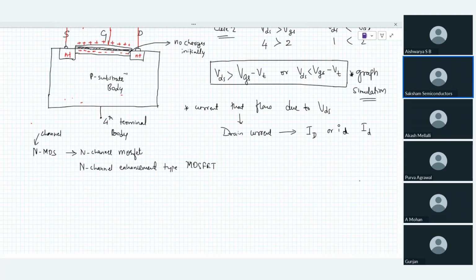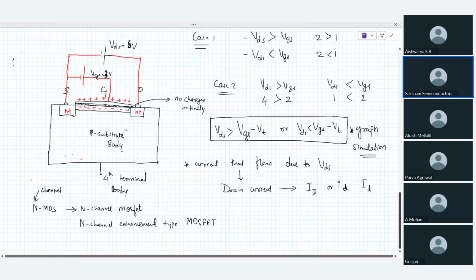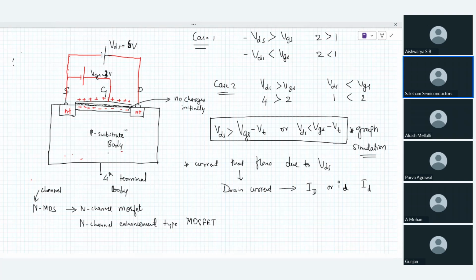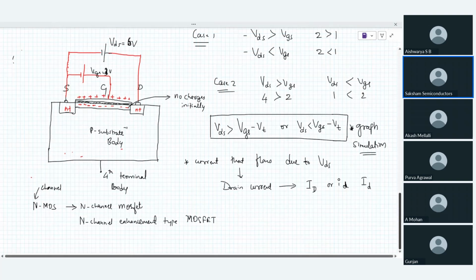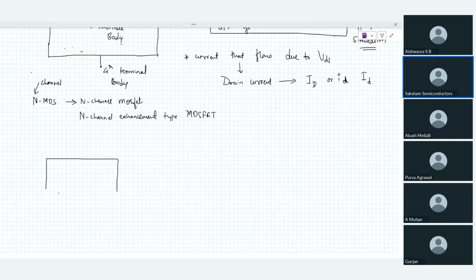Done. And the same explanation holds good for your P channel enhancement type MOSFET, where you just interchange all the polarities of your source, drain, and substrate. There you will be taking the N type substrate, and your source and drain would be of P type material, and you would be applying the reverse voltage. That's very important. Most people usually ignore the P-type MOSFET, but that is where the trick is, because all the voltages would go the other way around, and you should be able to visualize the P-type MOSFET as well.